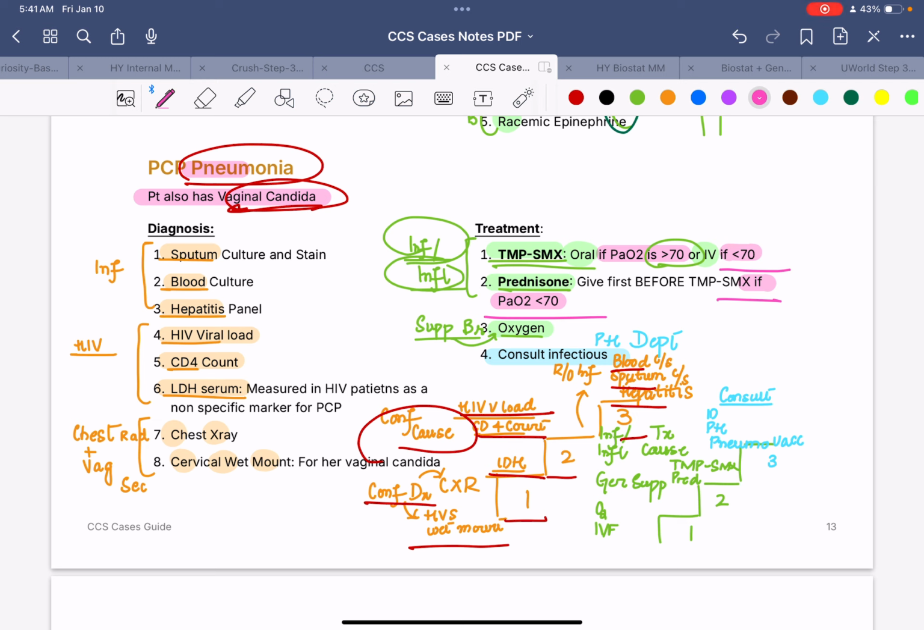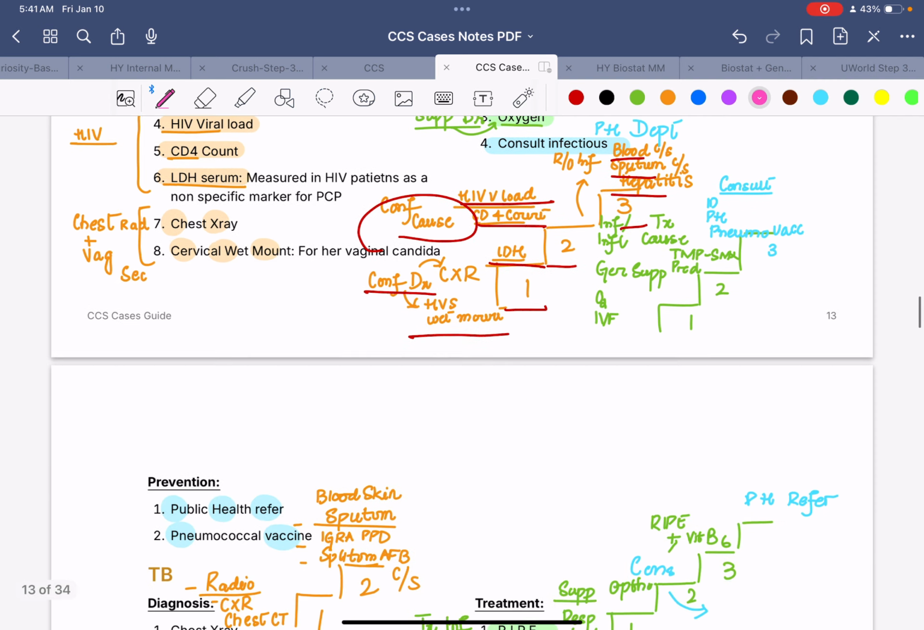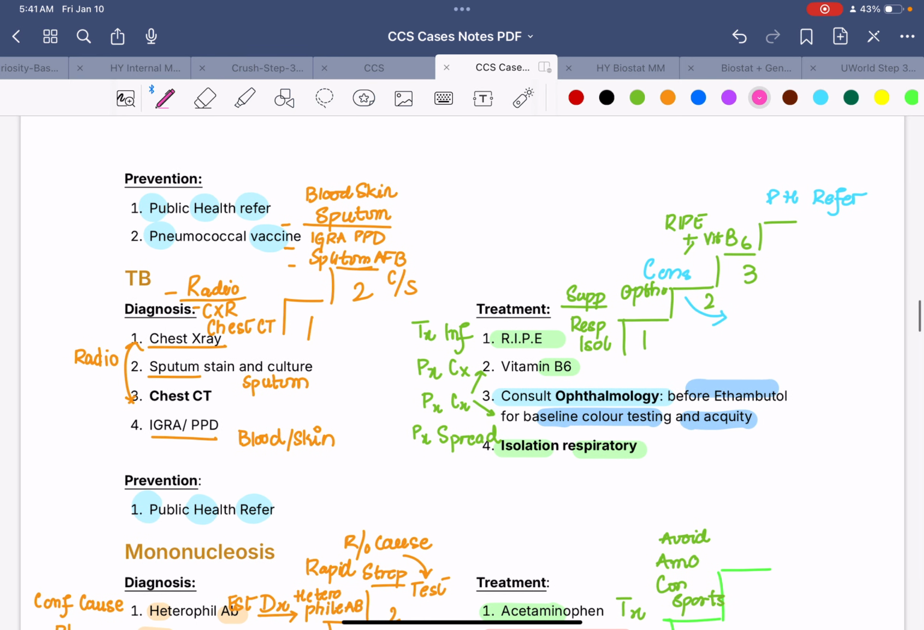Next is the specific treatment for the inflammation, which is with dexamethasone if the partial pressure of oxygen is less than 70, and you will give this before trimethoprim sulfamethoxazole. And after this is the specific treatment of infection with trimethoprim sulfamethoxazole in the form of oral if the partial pressures are greater than 70, and in the form of IV if the partial pressures are less than 70. And of course, since this is an HIV case, you have to do a public health referral and notify the public health department of an HIV case, along with give pneumococcal vaccine in order to prevent pneumococcal pneumonia in the future.